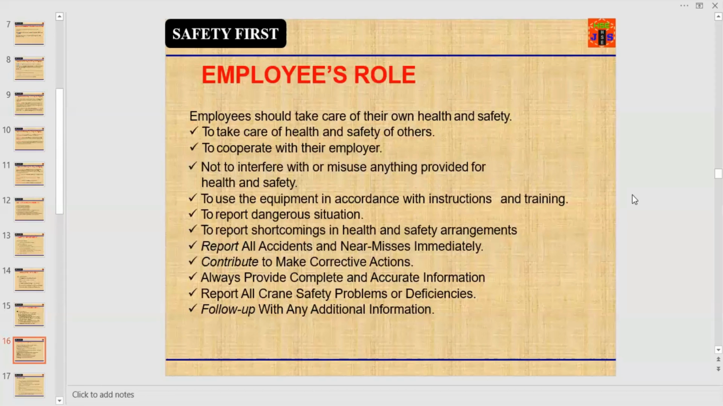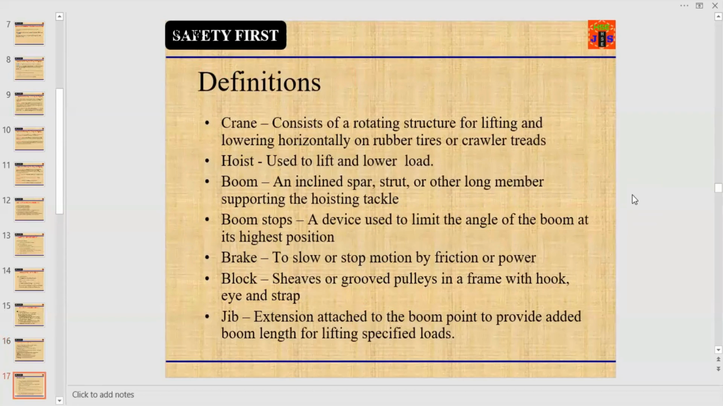Always provide complete and accurate information. Report all crane and lifting safety problems or deficiencies to their supervisors and managers, and follow up with any additional information needed or that is relevant to the site requirement. After discussing the roles and responsibilities of management, employer, supervisory staff, and the employees, let us understand the terms and short definitions related to lifting and crane safety.